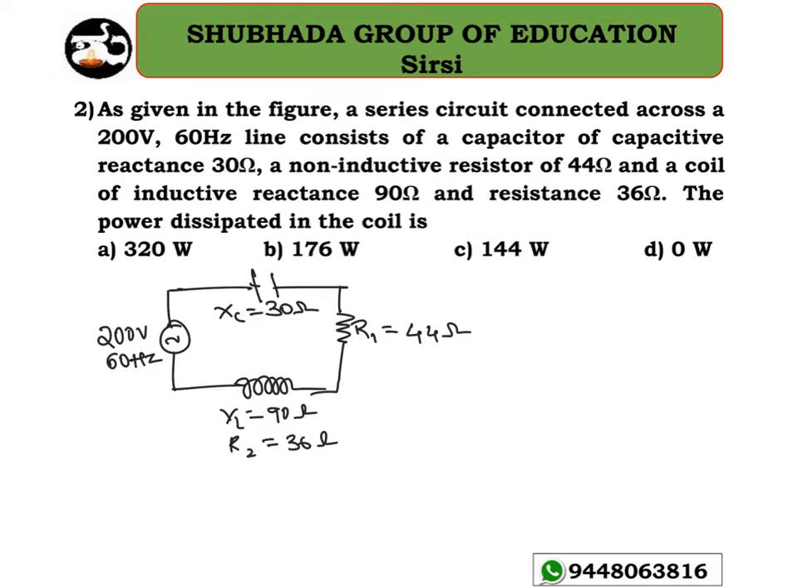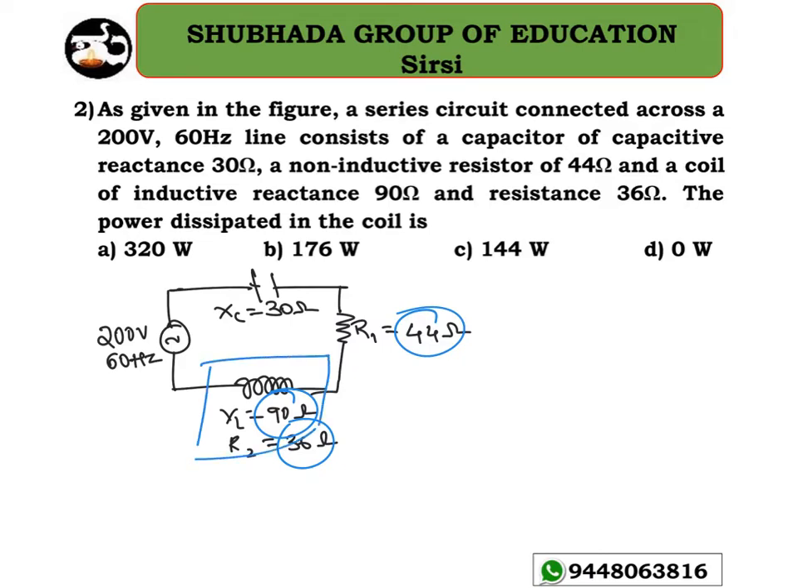As given in the figure, a series circuit is connected across a 200 volt, 60 Hz line, and consists of a capacitor of capacitive reactance 30 ohm, a non-inductive resistor of 44 ohm, and a coil of inductive reactance 90 ohm and resistance of 36 ohm. The power dissipated in the coil is, we need to calculate the value of power dissipated in this coil itself.